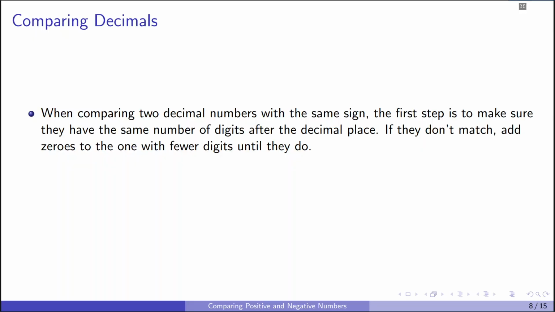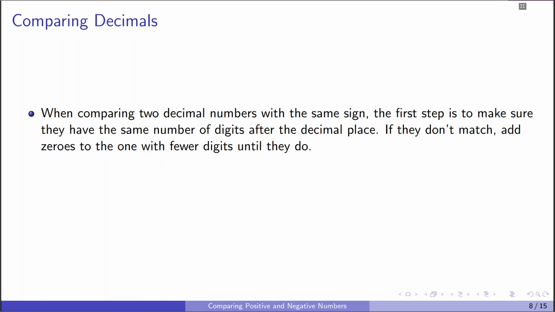Comparing decimals. When comparing two decimal numbers with the same sign, the first thing we want to do is make sure they have the same number of digits after the decimal place. If they don't match, you add zeros to the one with fewer digits until they do. That just helps our brains wrap ourselves around it.